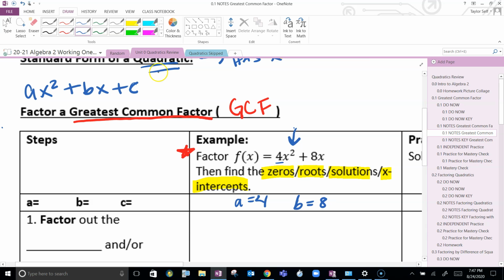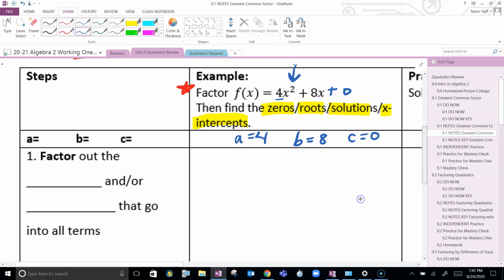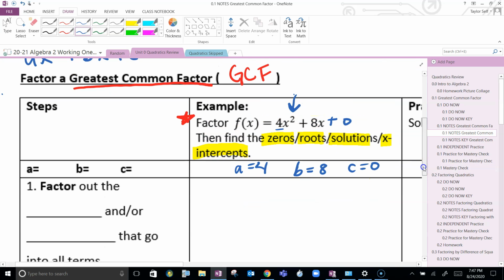And then c is the number out on the side. What number is being added outside? Plus, that's a 0. So c equals 0. Nothing's being added outside. Now let's talk about how to factor out a GCF.